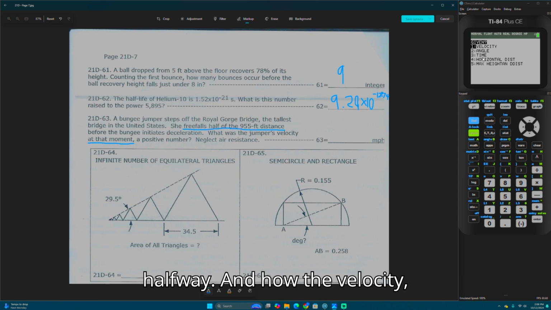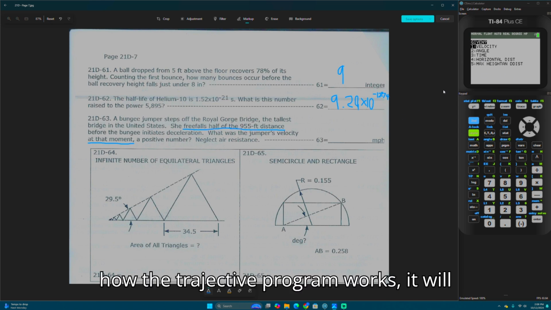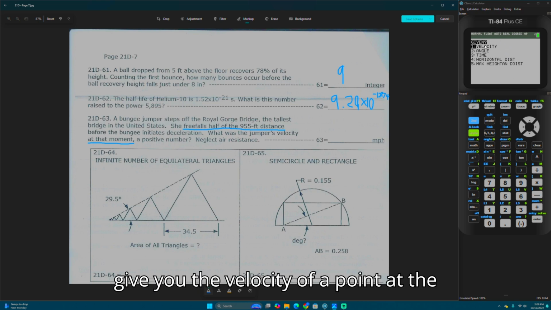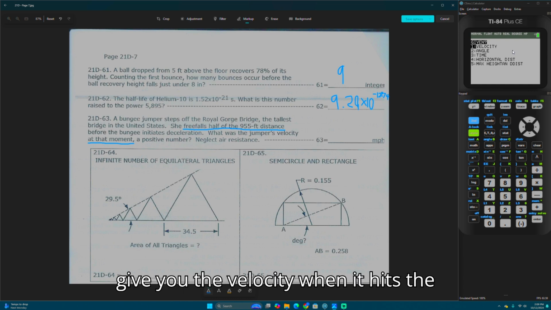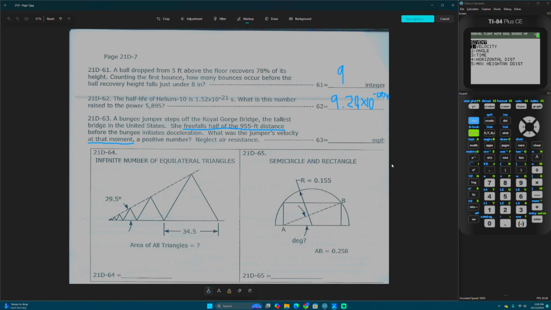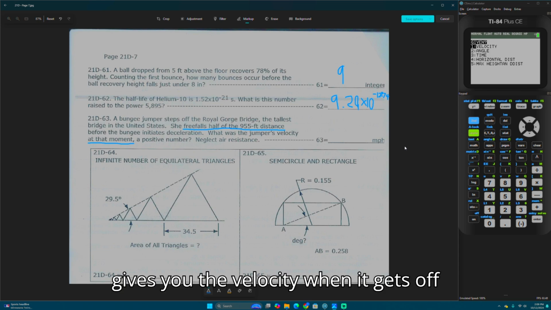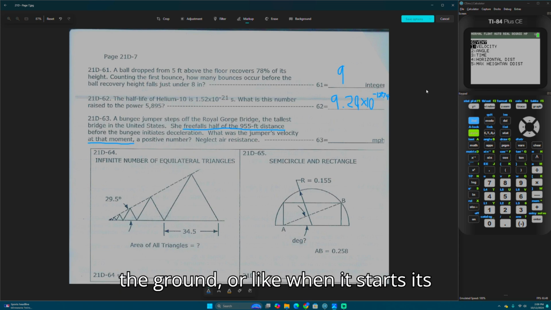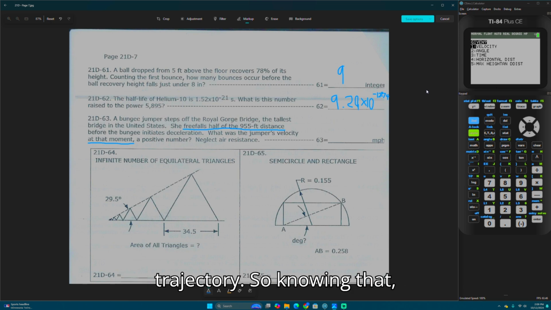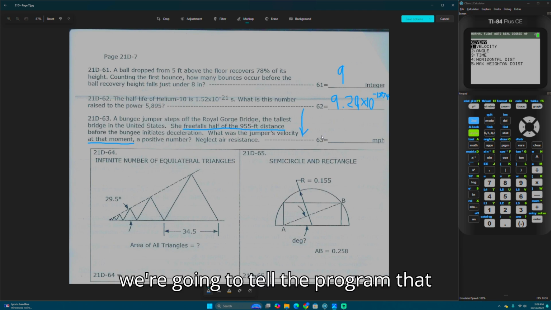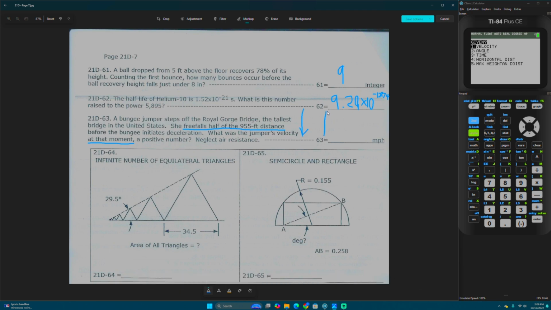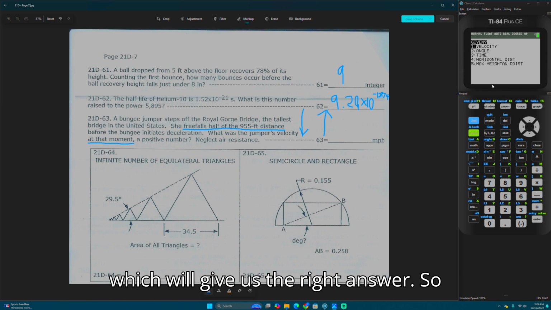And how the trajectory program works, it will give you the velocity of a point at the beginning, not at the end. It doesn't give you the velocity when it hits the ground. It gives you the velocity when it gets off the ground, right? Or when it starts its trajectory. So knowing that, instead of going down, we're going to tell the program that we're actually going up, which will give us the right answer.